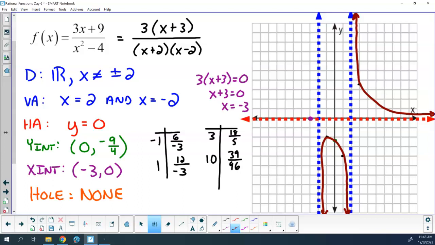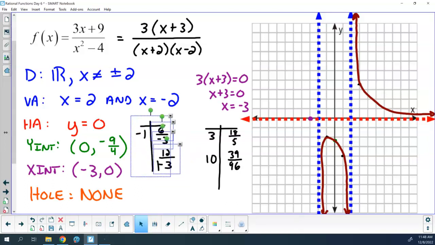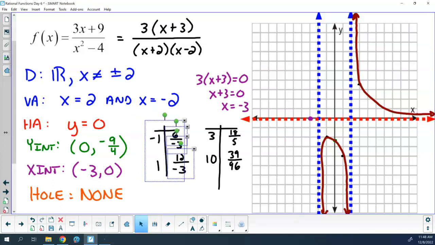Let me get a little more space. Didn't want to come along. Whoa, hey now. Let's just take the whole thing.